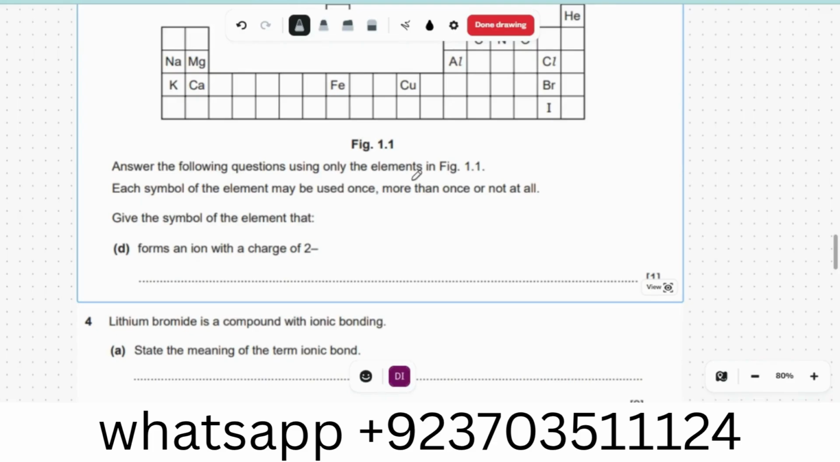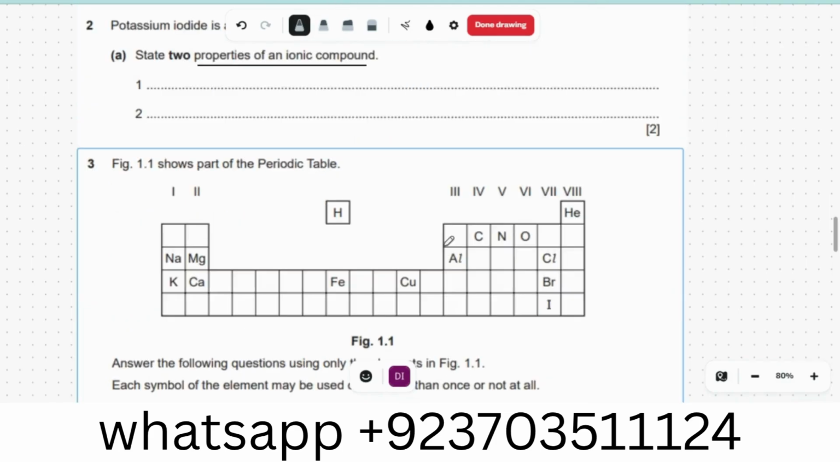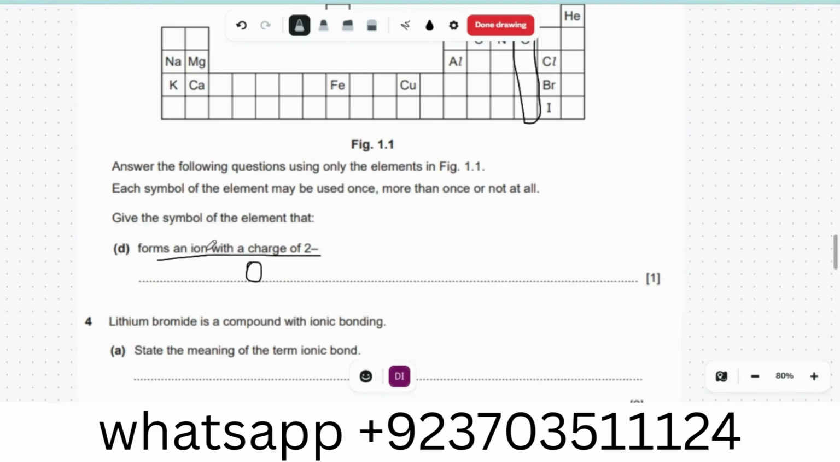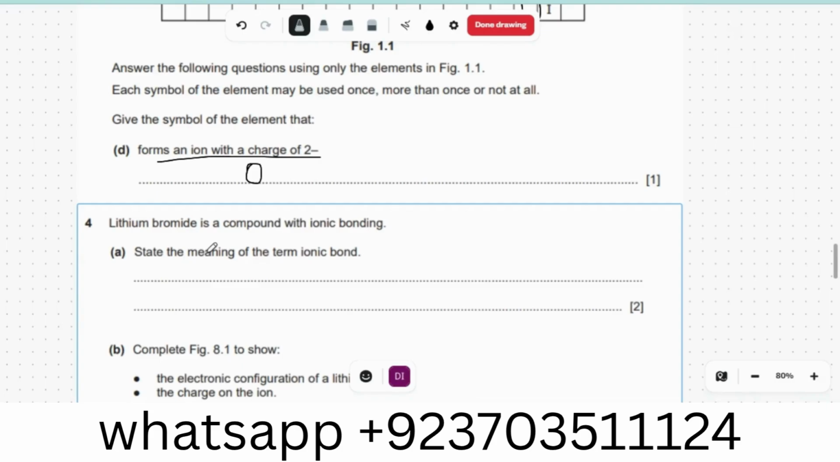Answer the following question, using each symbol once or more than once. Give the symbol of the element that forms an O minus 2 ion. That would always be a group 6 element, and the group 6 element here is oxygen. So oxygen, because oxygen needs 2 electrons, and that's why it gains 2 electrons and gets a minus 2 charge.